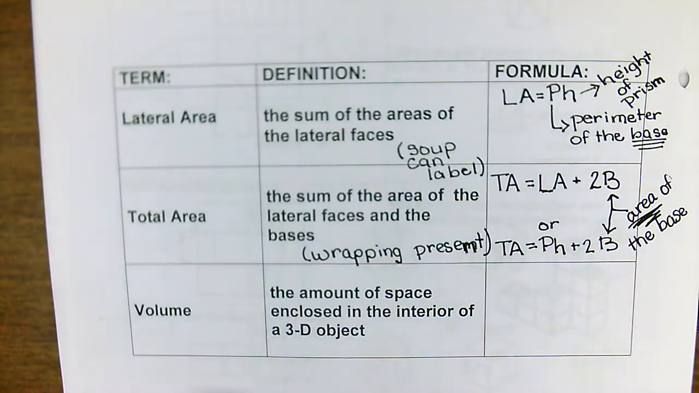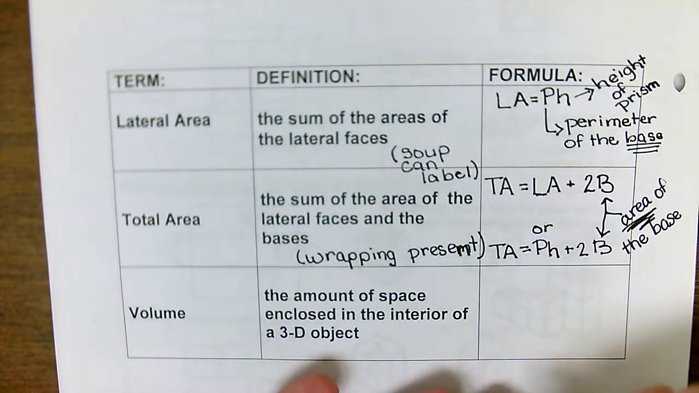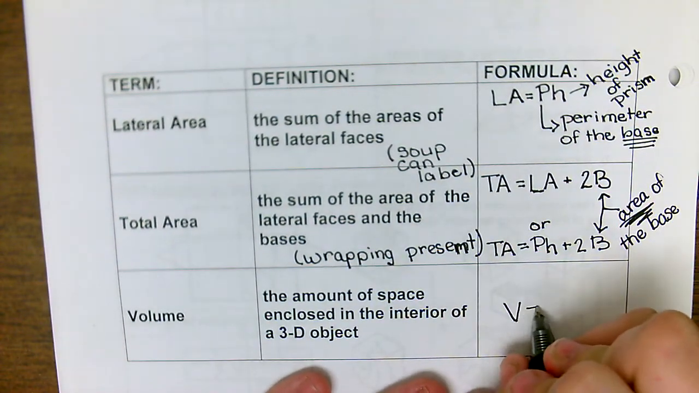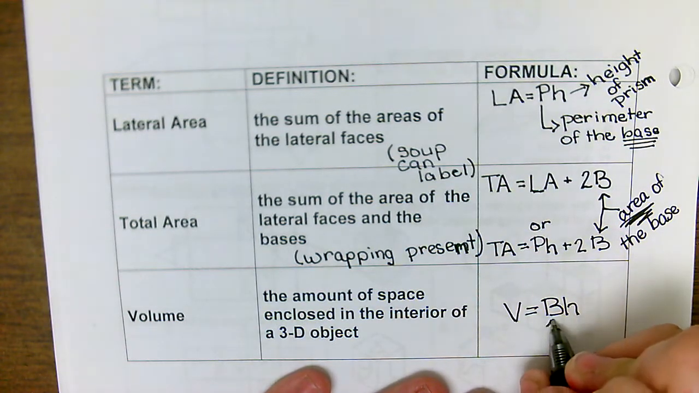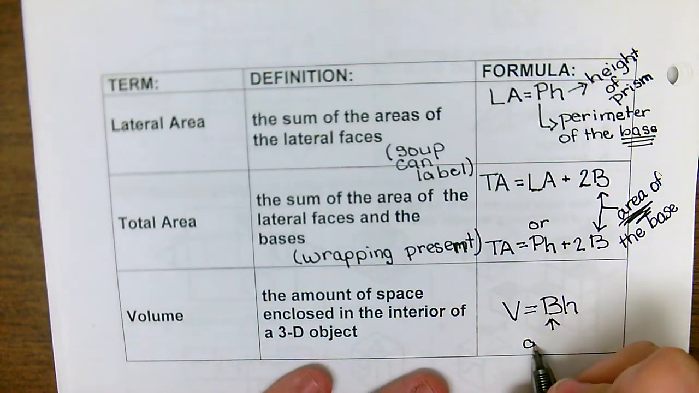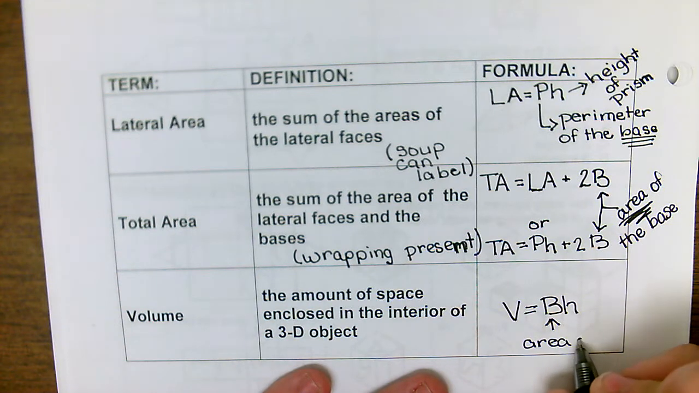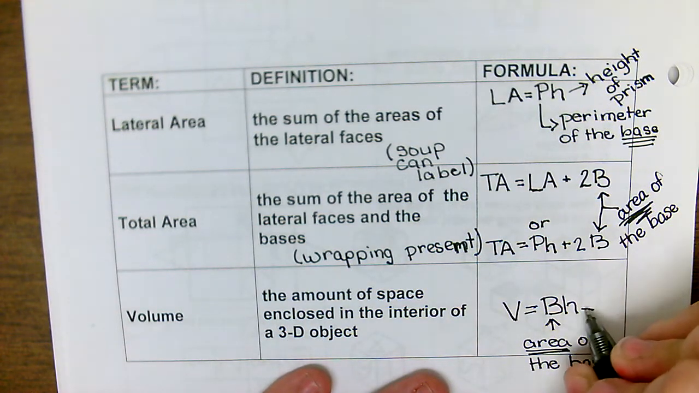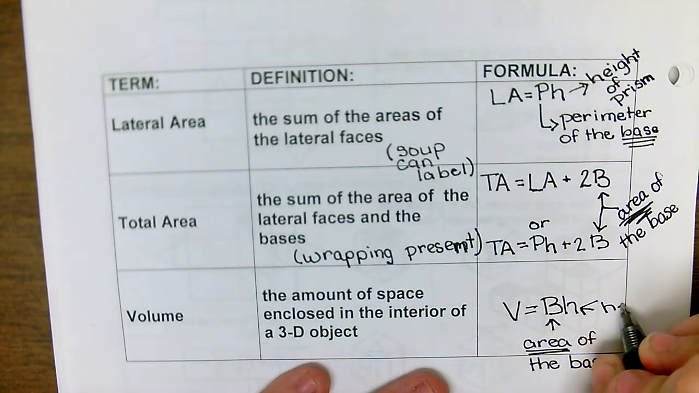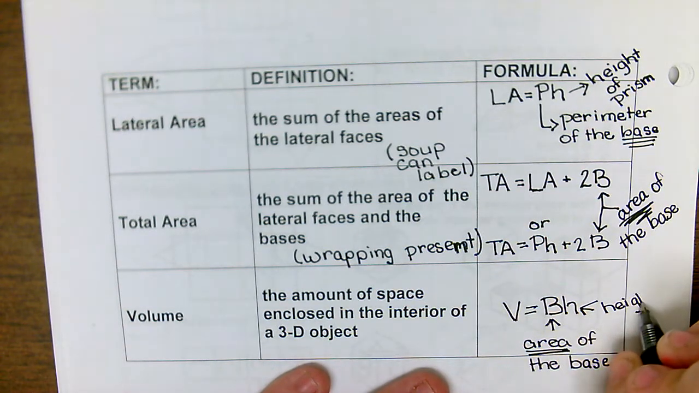Alright, and the last one we're looking at is volume. So volume is big B times little h. And big B, again, is the area of the base, and h is the height of the prism.